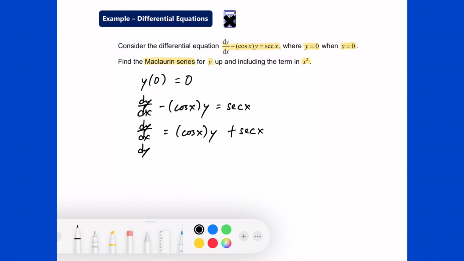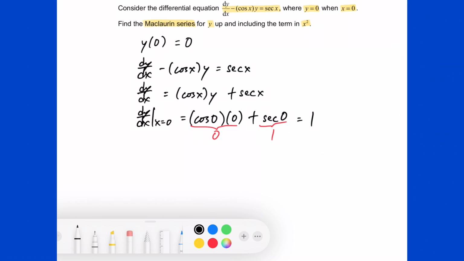And then when x equals 0, we will be able to evaluate the following. We can substitute both x and y by 0. That becomes cos 0 times 0 plus sec 0. Then we know that the first term must be 0, where sec 0, which means 1 divided by cos 0, is equal to 1. Then we will have this result.